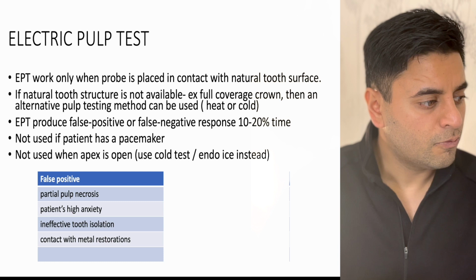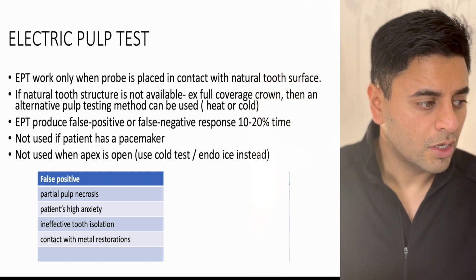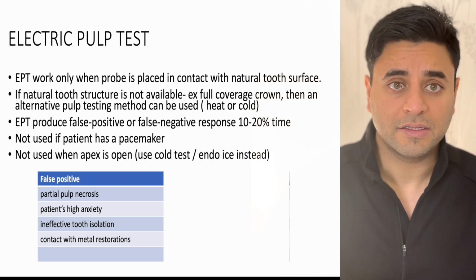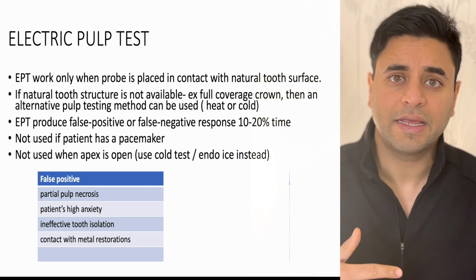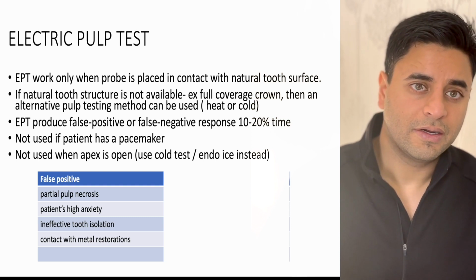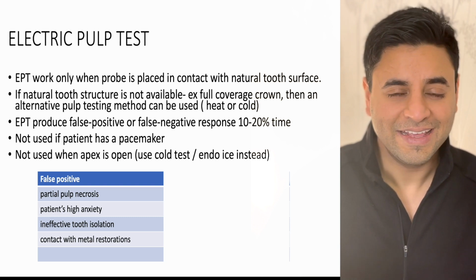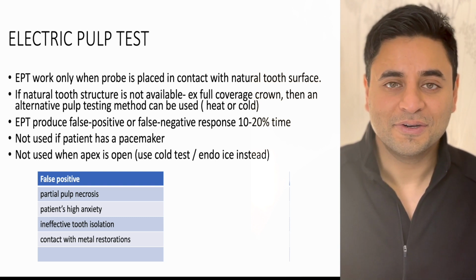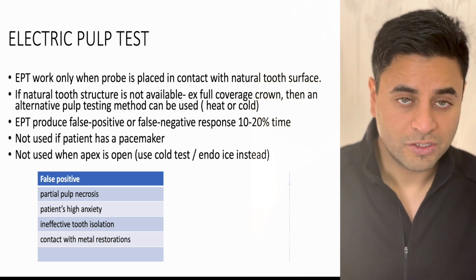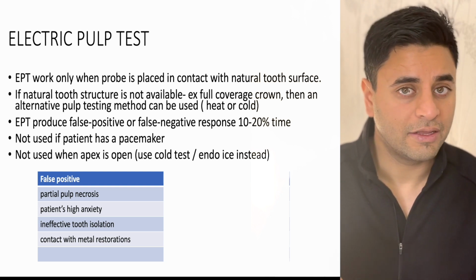You will see a false positive in electric pulp test when the pulp is partially necrosed. So you would feel that it's positive because the current is going through, but maybe this root has two canals. One of the canals is completely necrosed while the other canal still has some viability. So it may give you a false positive, but it is not correct. If the patient has high anxiety, then they just jump on any kind of feeling. So an anxious patient may give you a false positive. Ineffective tooth isolation can give you a false positive, and contact with a metal restoration such as crowns or amalgam can give you a false positive.